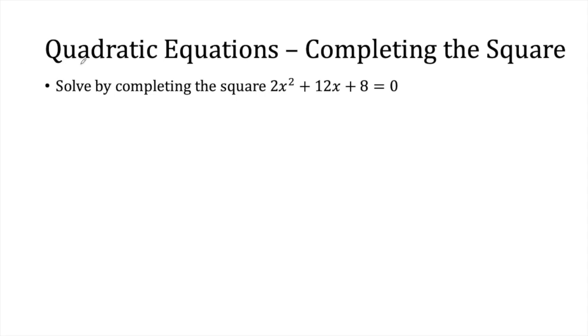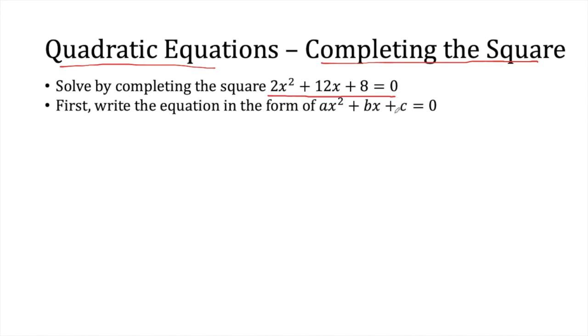In this video, I will be examining a second example involving solving quadratic equations by completing the square. So let's begin. This question tells us to solve 2x squared plus 12x plus 8 is equal to 0 by completing the square. In any quadratic equations problem, you must first write your equation in the form of ax squared plus bx plus c is equal to 0. And we see that our equation is already written in that form.